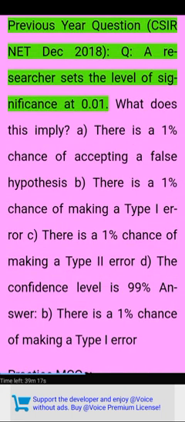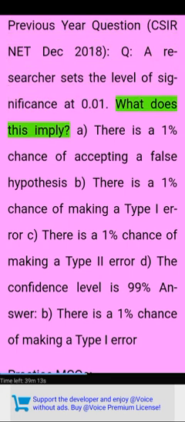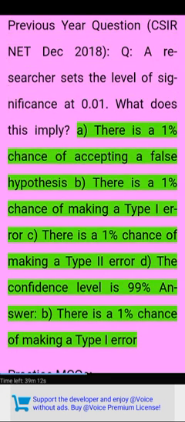Previous year question, CSIR NET December 2018. Q. A researcher sets the level of significance at 0.01. What does this imply? A. There's a 1% chance of accepting a false hypothesis. B. There's a 1% chance of making a type 1 error. C. There's a 1% chance of making a type 2 error. D. The confidence level is 99%. Answer. B. There's a 1% chance of making a type 1 error.